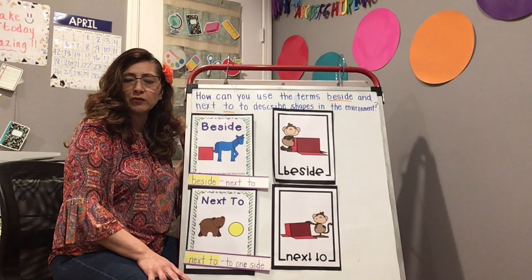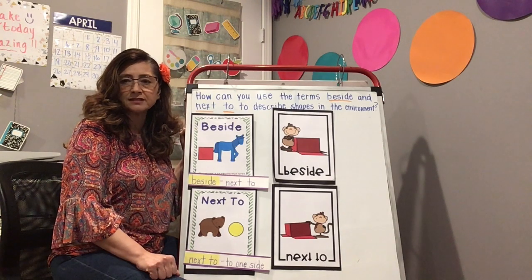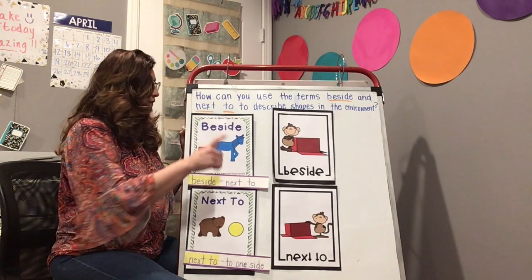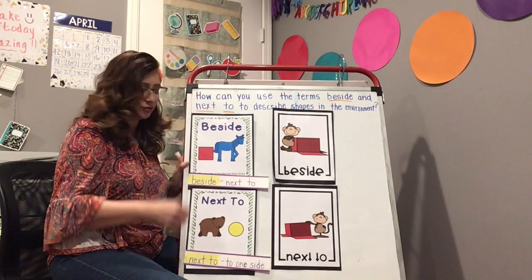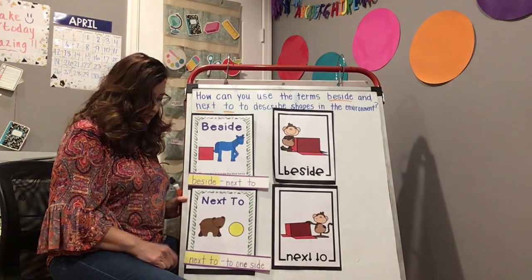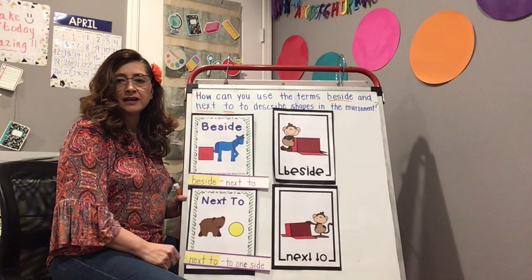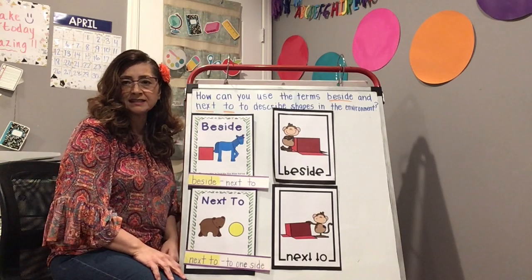So, remember, we have learned two new terms for positional phrases or positional words. The first one is beside, and beside means next to. And the other one is next to, which means to one side. Now remember, beside and next to mean the same thing.